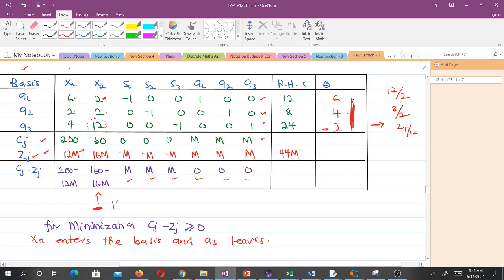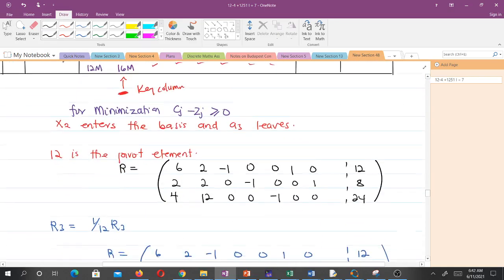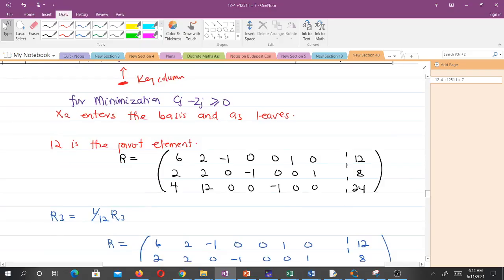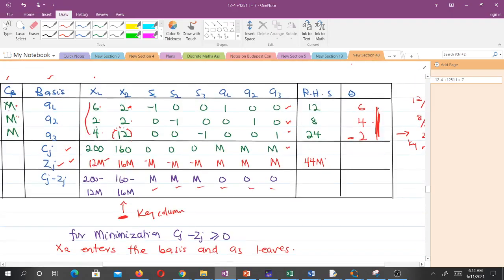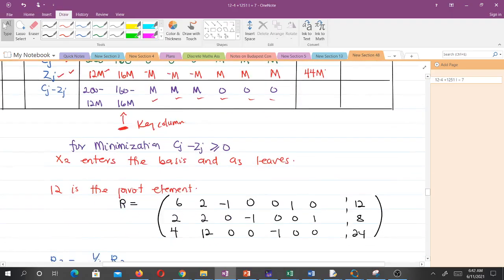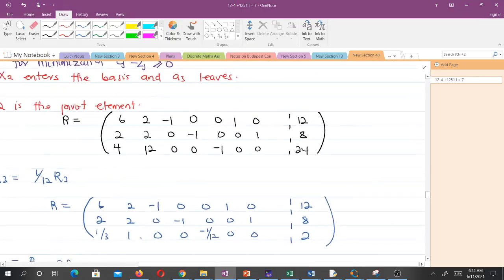So we call this the key column. And we call this the key row. And where they intersect, you can see that they meet at what? 12. So 12 here becomes the pivot element. So that means that in our next iteration, we are going to focus everything around that. Okay, so S2 is going to enter the basis and A3 is going to leave. Okay, so whatever we have here, we can write it in this augmented matrix form.